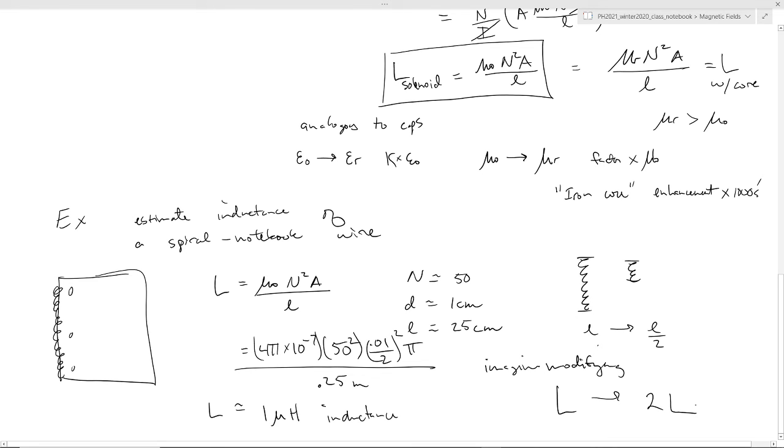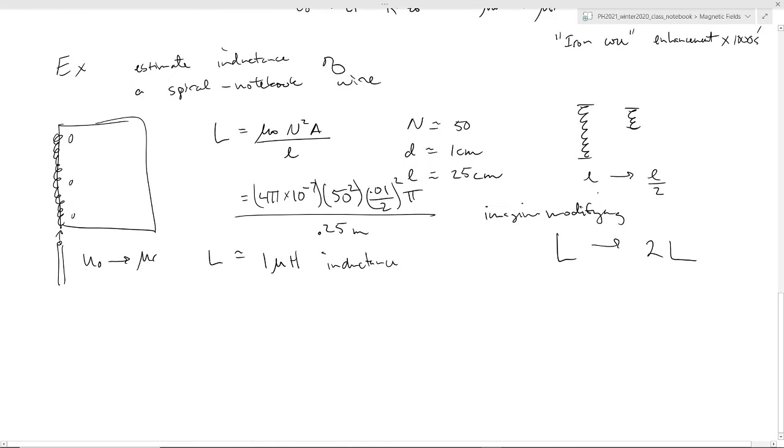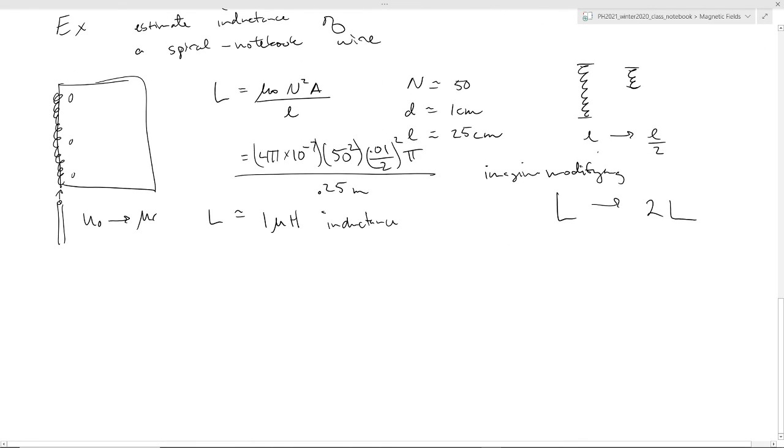And you could imagine doing other modifications too, like if you had more coils, or the one that would have the biggest effect would be if you were to put an iron core or something in here. You could get a factor of 100 or 1,000 or whatever, depending on the material. And you can see that in one of the homework problems that asks you about that. So that's just a simple example of calculating the inductance for a solenoid, our go-to system.